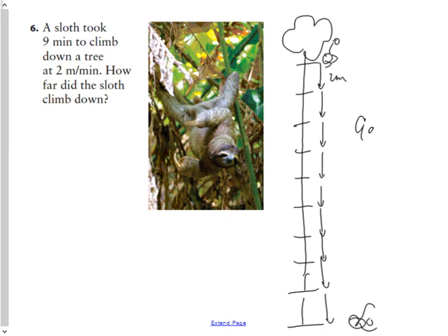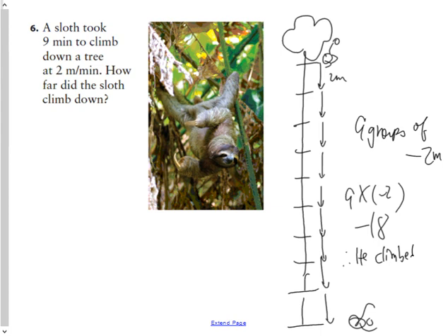So it's 9 groups of descending 2 meters each time. Therefore, 9 multiplied by negative 2 is the expression that represents his descent, which is negative 18. So he climbed down 18 meters. Of course, down replaces my negative symbol, so he didn't climb down negative 18. He climbed down 18 meters, or he descended 18 meters.